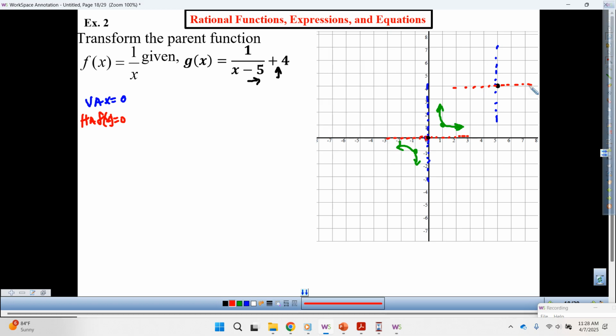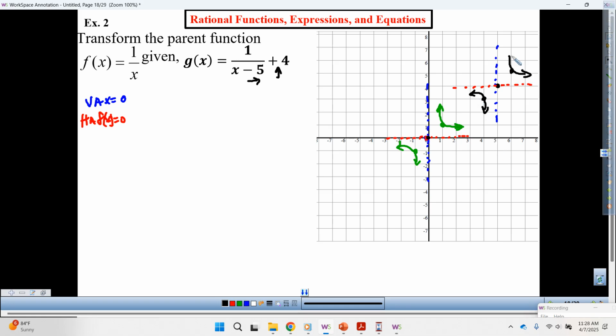Now we just need to move the graphs with the asymptotes. Give me 2 points. Tell your neighbor the 2 points that you're going to graph now for the new transformation. Give those coordinates. Gabriel: 4, 3. And 6, 5.